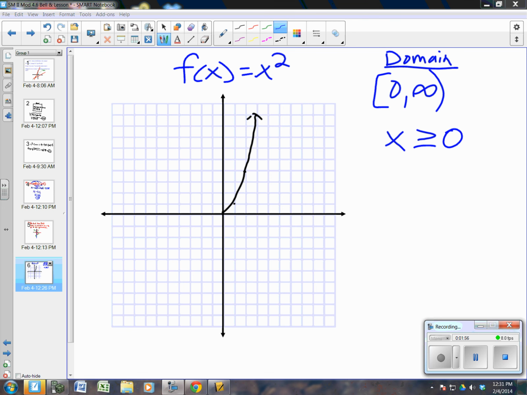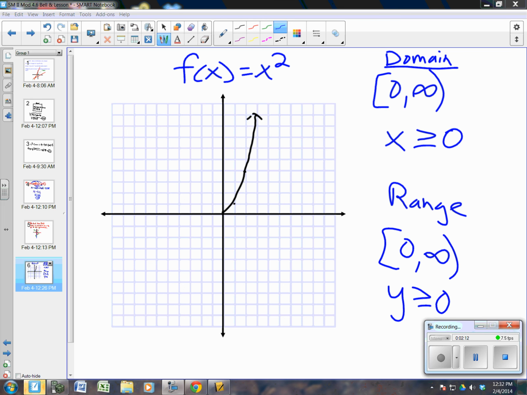Because you can't have a negative amount of what? Ounces in ink. So the range. How did you write it, Caitlin? We put it in brackets like this one. 0 to infinity. Or could I put y is greater than or equal to 0? Yeah, I could do it that way too.